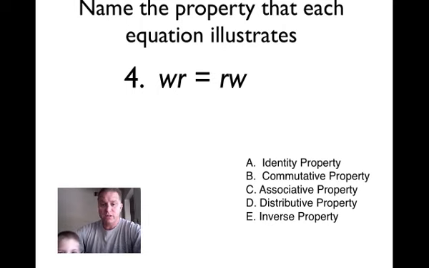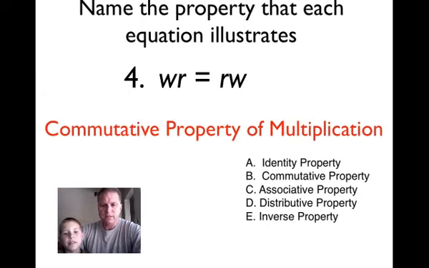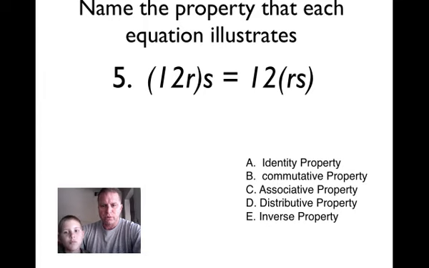Okay, so we have W times R is equal to R times W. So is the order the same? No. Okay, so it's commutative. Very good. Excellent. You got that one all on your own. That's the moving property. Okay, we have 12R times S and then 12 times RS.